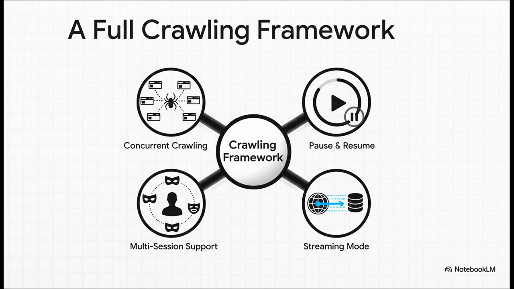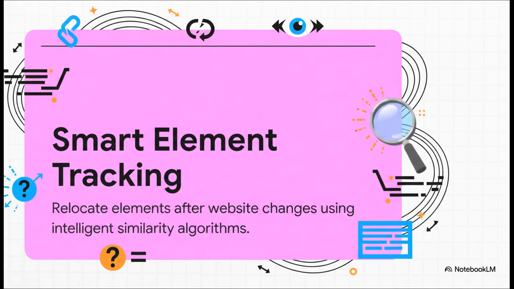Think about it. If you're scraping 1 million pages and the job fails halfway through, you don't have to start all over again. You just pick up right where you left off. Huge. Next up, and this is where that adaptive part really shines, is something called smart element tracking.